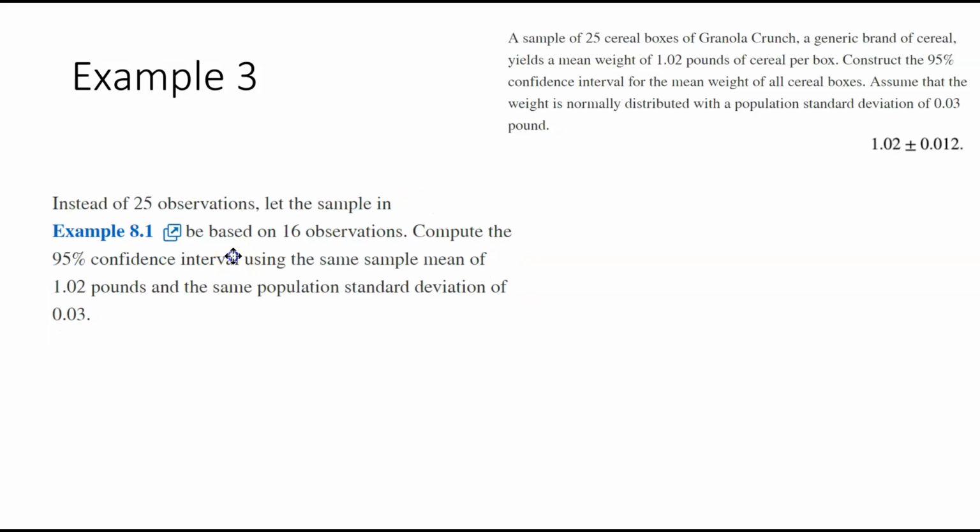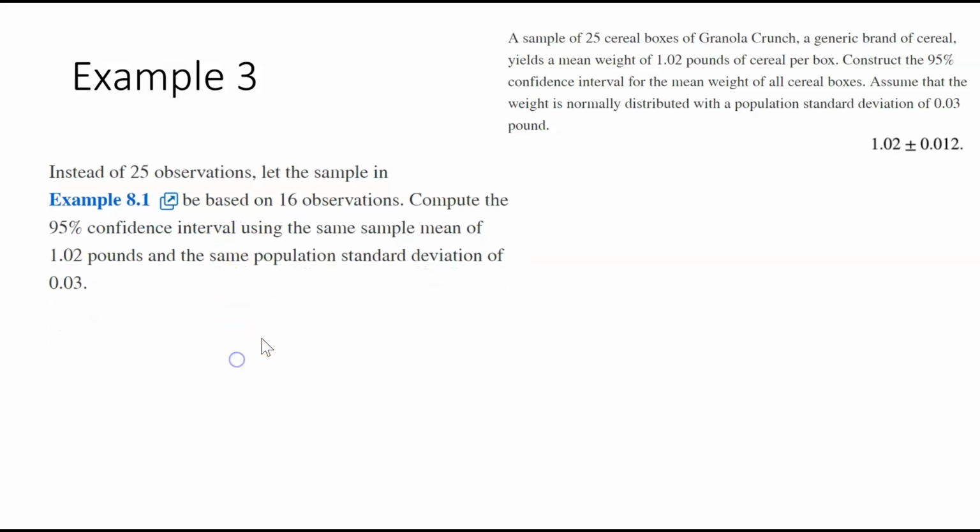So in this example here, instead of 25 observations, 25 cereal boxes, let's look at 16. So we're going to decrease the number of observations. So our n is 16. We're dealing with a 95% confidence interval. So we know for when we have a 95% confidence interval, our z-score is 1.96. Sigma is 0.03, and our x bar is 1.02.